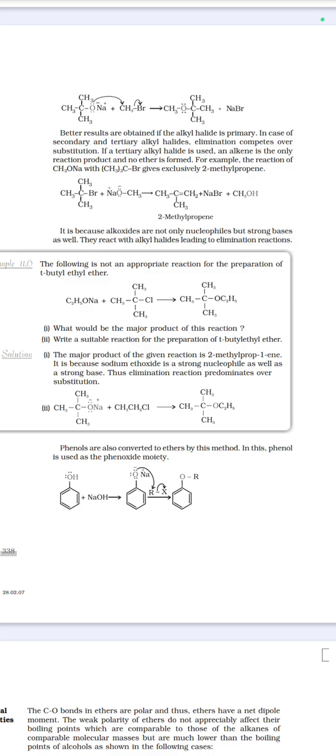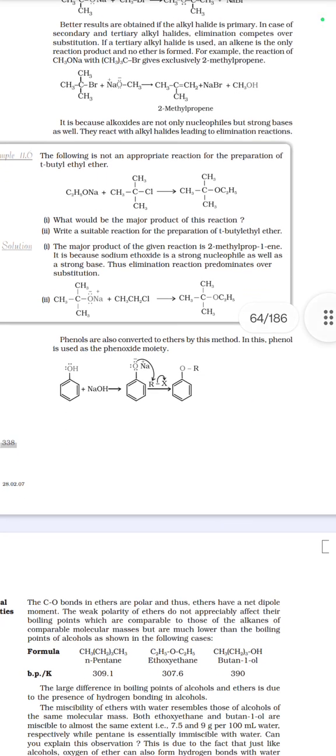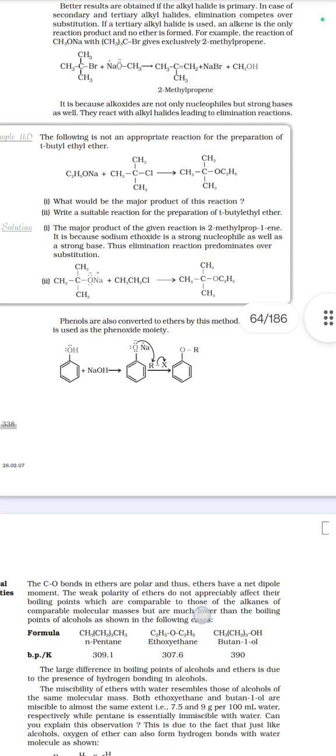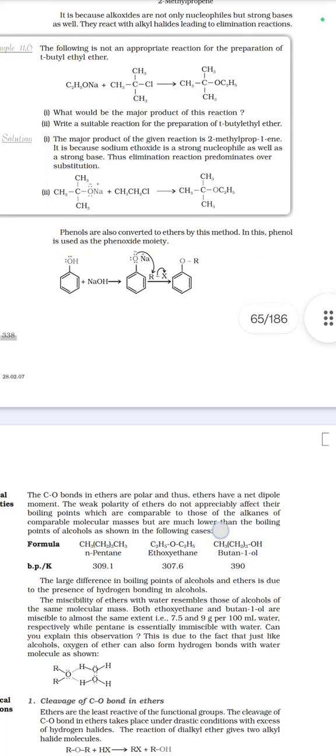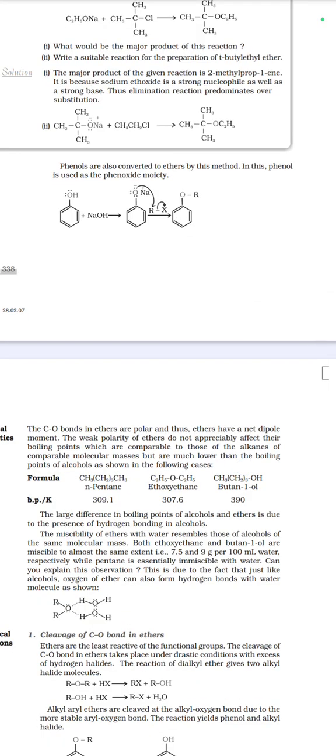In case of secondary and tertiary alkyl halide, elimination competes over substitution. If a tertiary alkyl halide is used, an alkene is the only reaction product and no ether is formed. For example, the reaction of CH3ONa with (CH3)3CBr gives exclusively 2-methylpropene. It is because alkoxides are not only nucleophiles but strong bases as well. They react with the alkyl halide leading to the elimination reaction. Phenols are converted to ether by this method. In this, phenol is used as a phenoxide moiety.